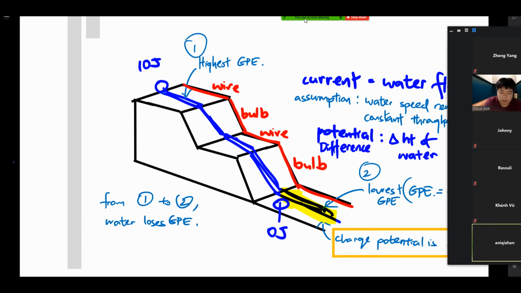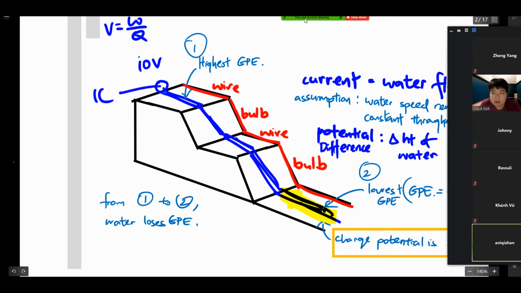The same idea is for the electrons or the charge. Imagine I represent one charge with a ball. This is one charge, 1 coulomb of charge, and I tell you this is 10 volts. Remember the formula, V equals W over Q. So W equals VQ, which is 10 times 1, which is 10 joules. That means this charge has 10 joules of energy.